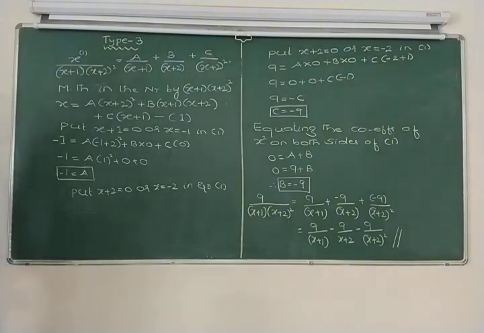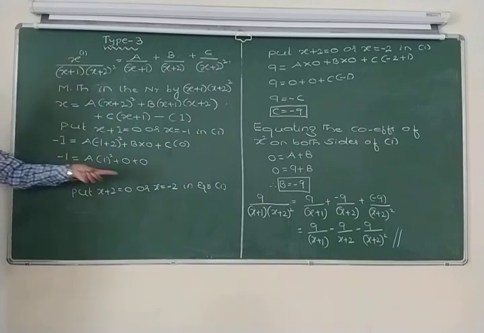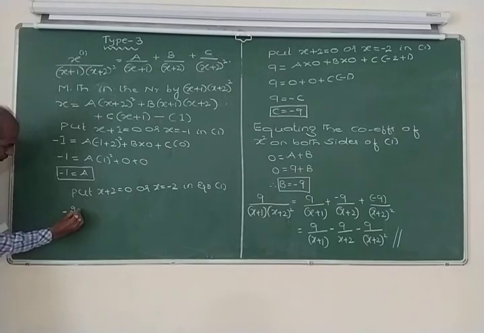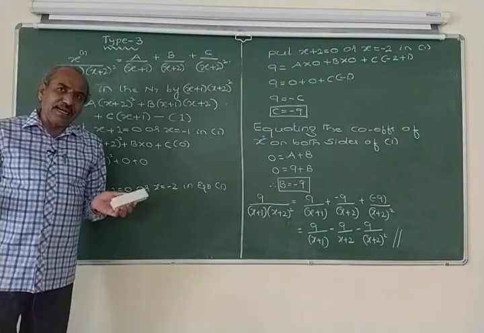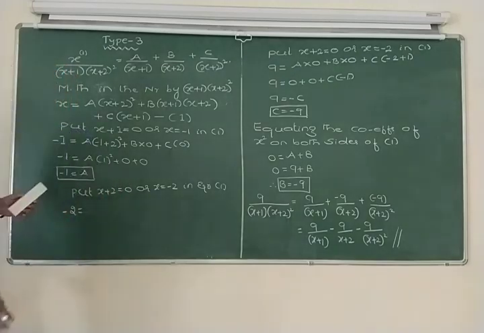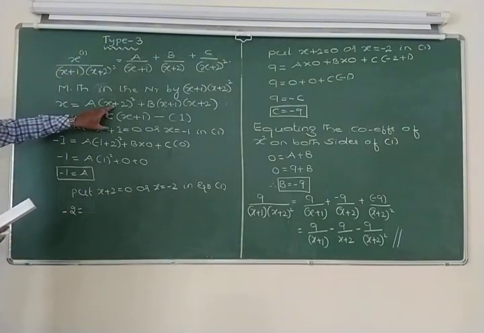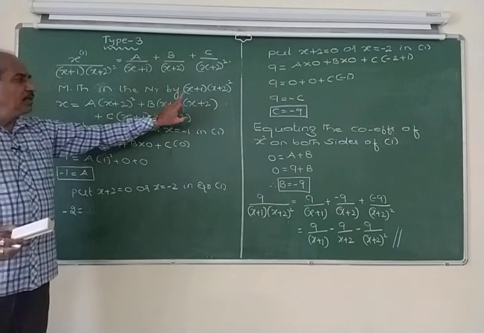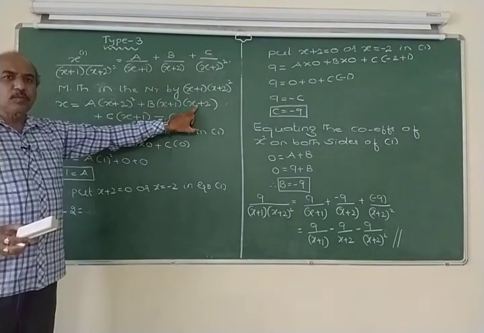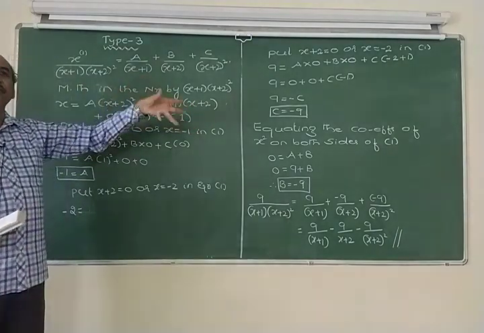See here, do you find any x term on the left hand side? Yes, it is there, x. What is the x value? Minus 2. So it should be minus 2. On the right hand side, how many terms are containing x plus 2? Look at that. First term contains x plus 2. Second term also contains x plus 2, therefore both the terms will vanish.